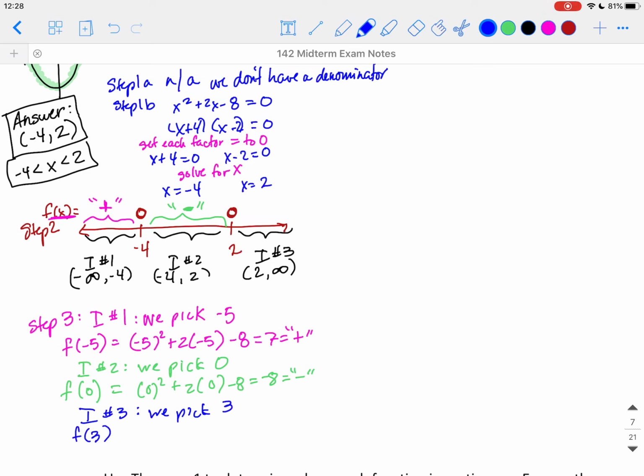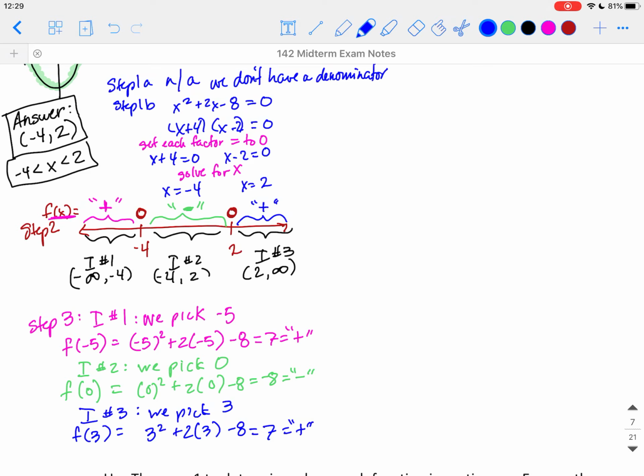So f of 3 is going to be 3 squared plus 2 times 3 minus 8. So 3 squared is 9, plus 2 times 3 is 6, is 15, minus 8 is a positive 7. And again, we're just concerned with the fact that it is positive. Okay, so that was step 3.